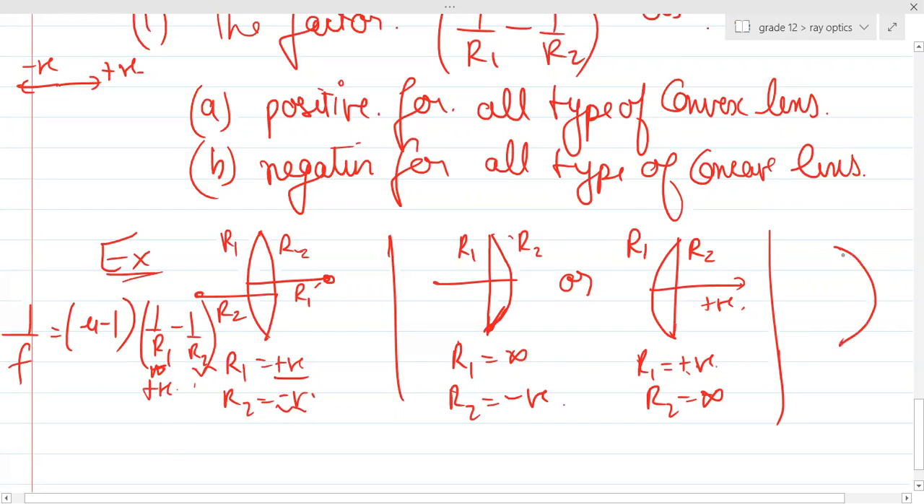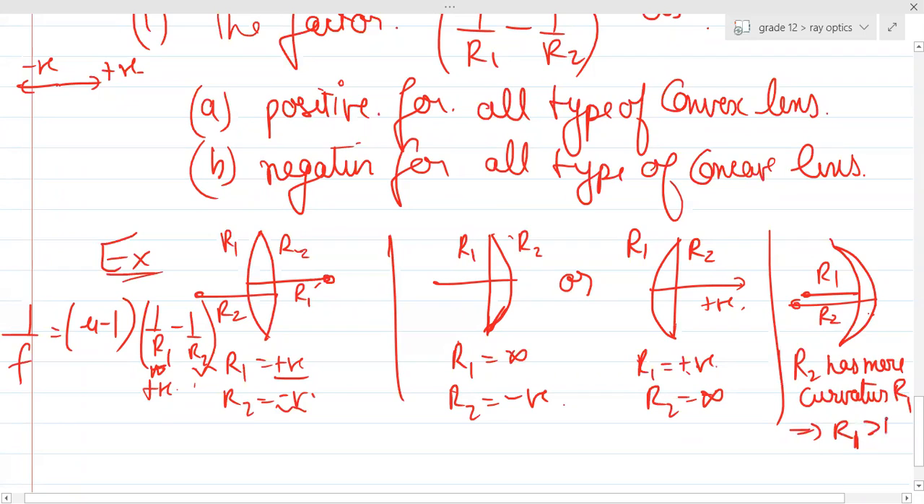If I have a concave or convex lens, then can you see, R1 is over here, R2 is over here, but can you see which radius is greater? Can you tell me? Whichever has a higher curvature will have a lesser radius, right? So R2 has more curvature than R1. That implies, always remember, R1 is then greater than R2.